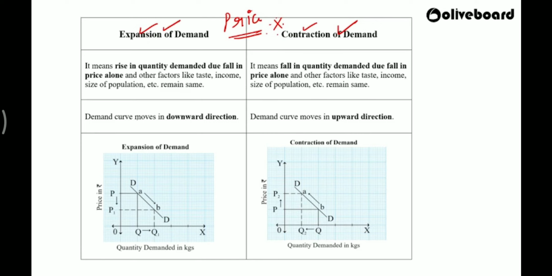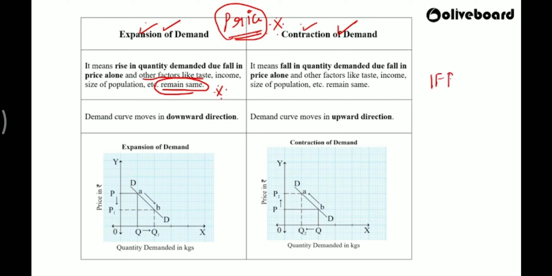All right. So now what happens to the other factors? That is important. Other factors remain the same. This is important. So expansion and contraction is happening because of what? Changes in the price of that commodity. So that is called expansion and contraction.